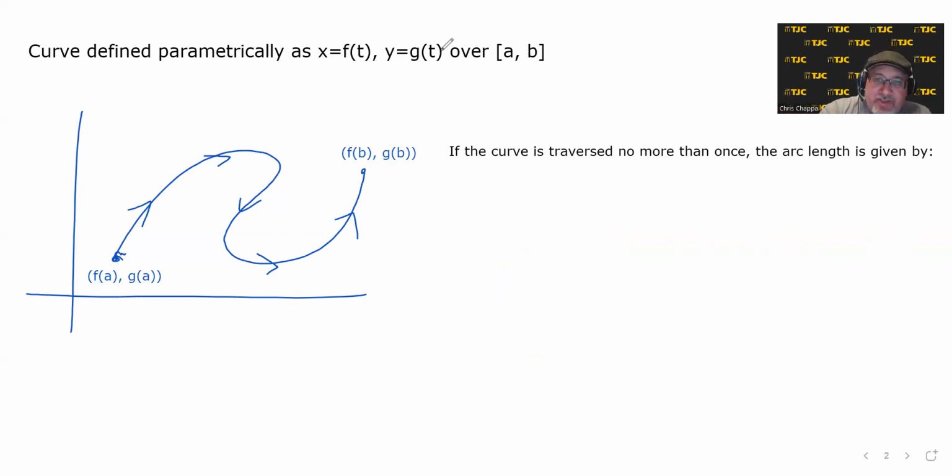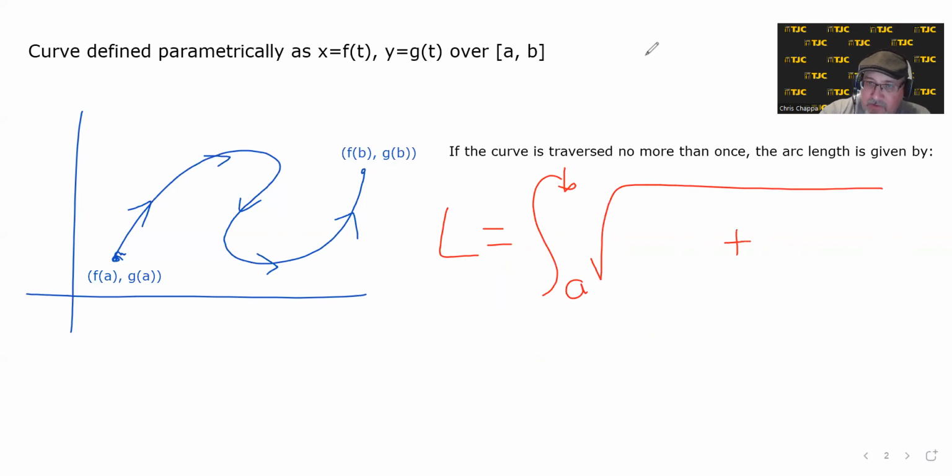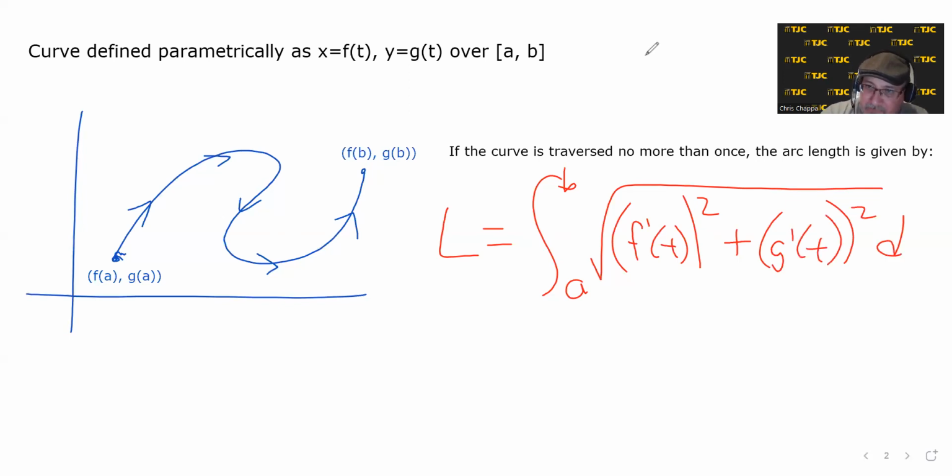All right, so the arc length is the integral from a to b of the square root of the sum of the squares of the derivatives of the component functions. So f prime of t, g prime of t, and then dt. This stemmed from using the distance formula and approximating the curve as a sequence of approximately linear line segments, and then doing a Riemann sum, taking a limit.